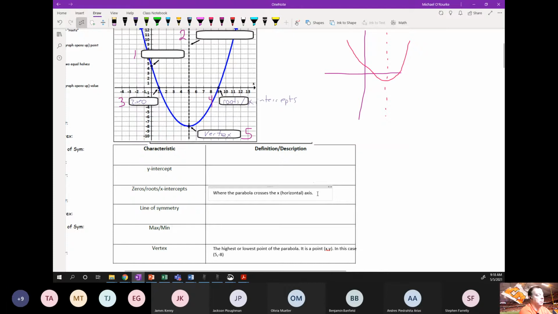Okay. You list these by stating the value. Okay. In this case, you would say the x-intercepts are 1 and 9. Okay.